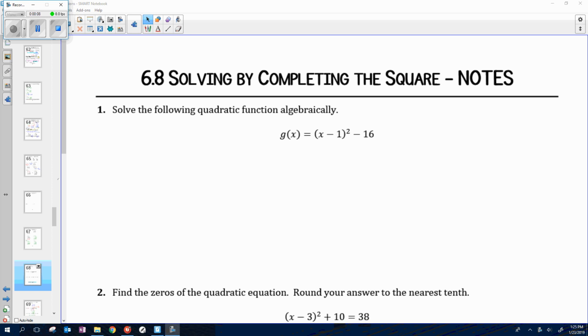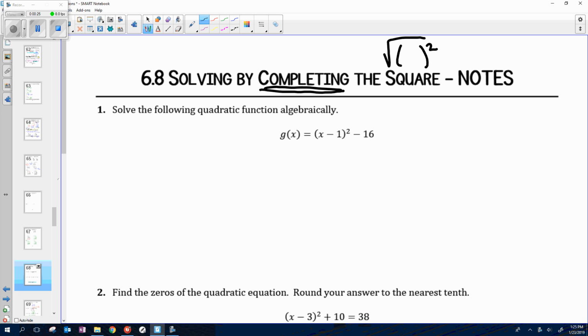We just solved by taking square roots, so sometimes we might need to solve by completing the square first. So you'll see the square and then you can take a square root. That's the idea behind what we're going to do today. All right, let's do number one.